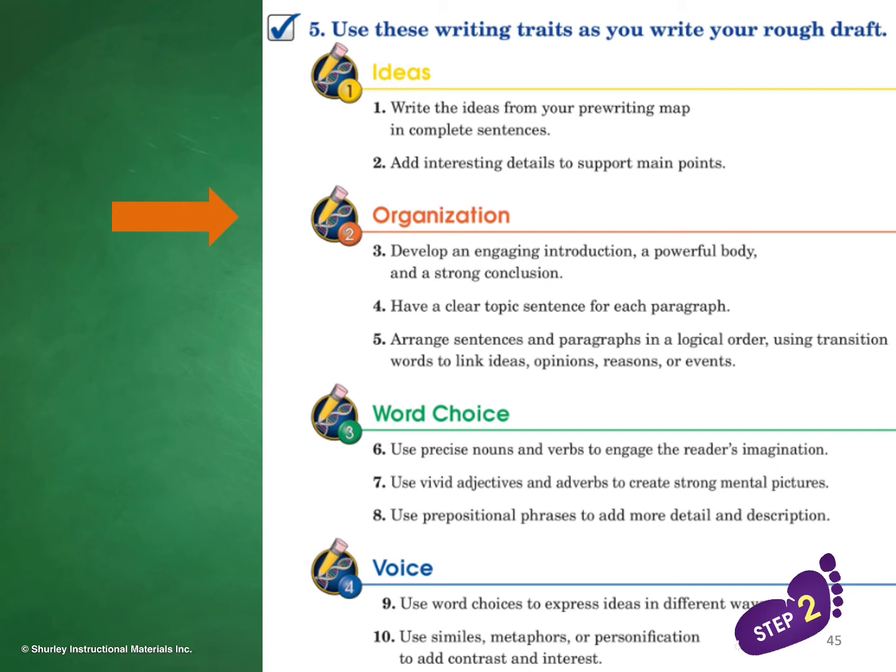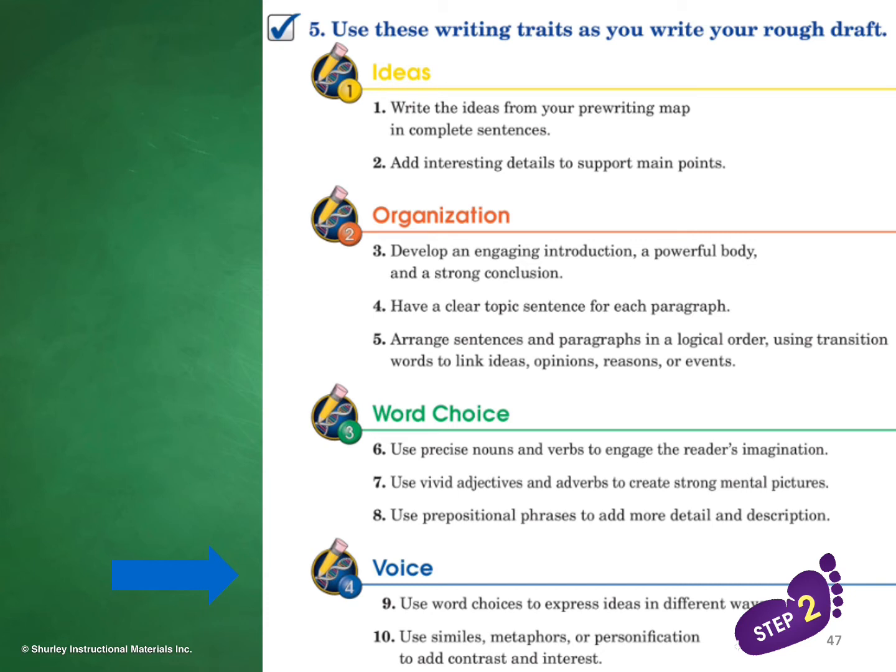Students are taught to use transition words to connect their ideas and give their writing flow. The third trait is word choice. Students are taught to improve the content of their writing with precise nouns and verbs and vivid adjectives and adverbs. They are taught to use prepositional phrases to add more details and description.